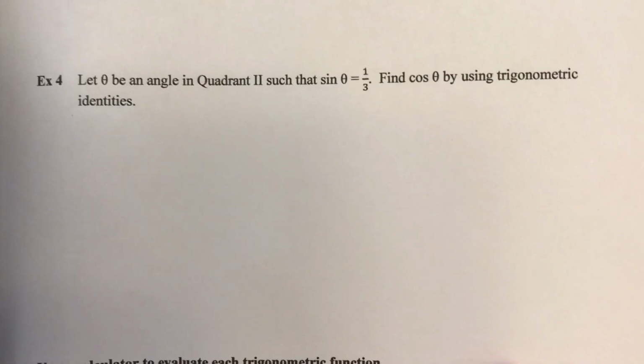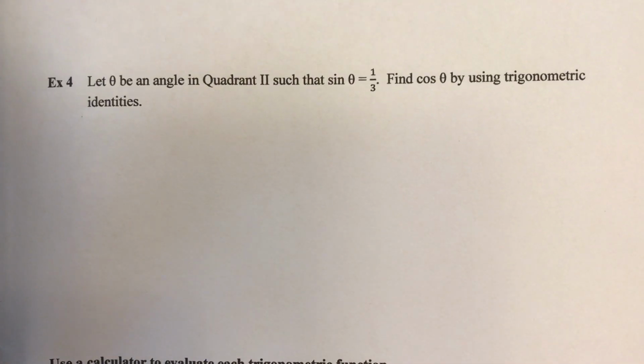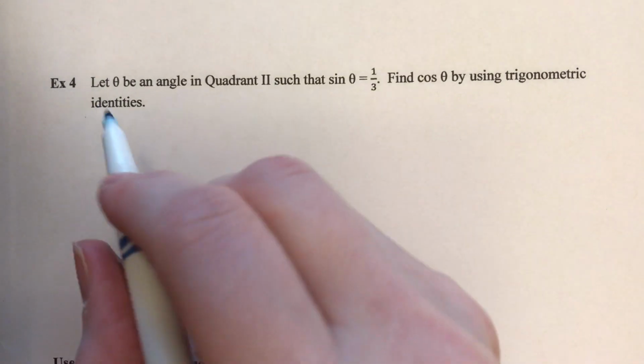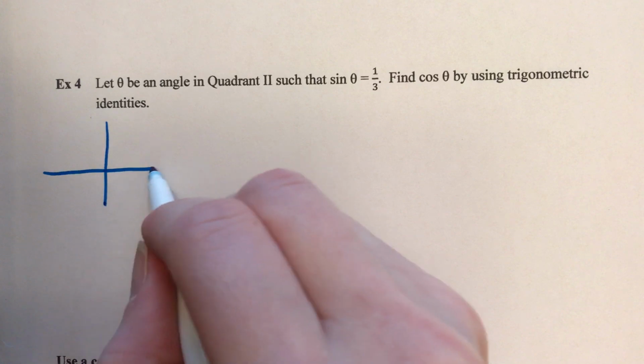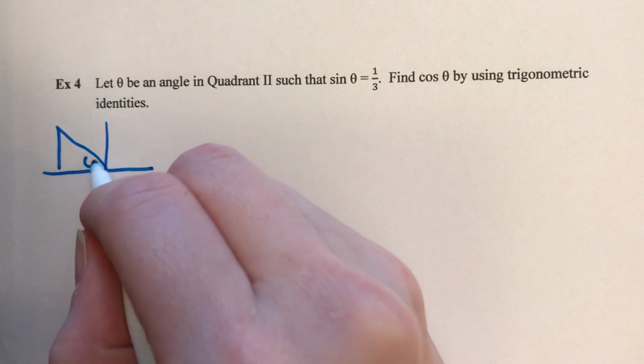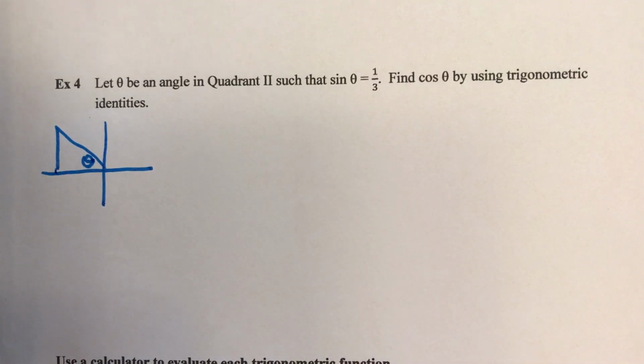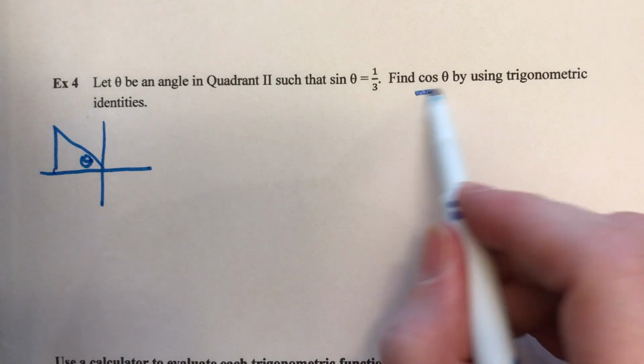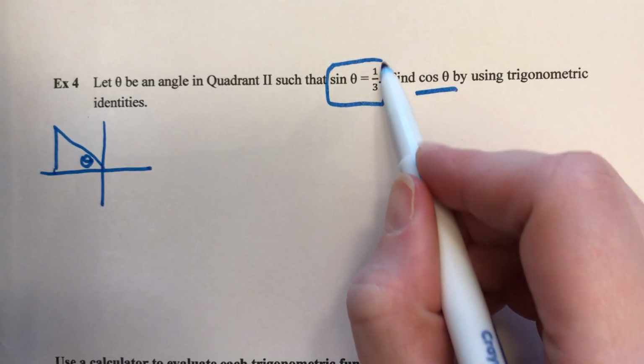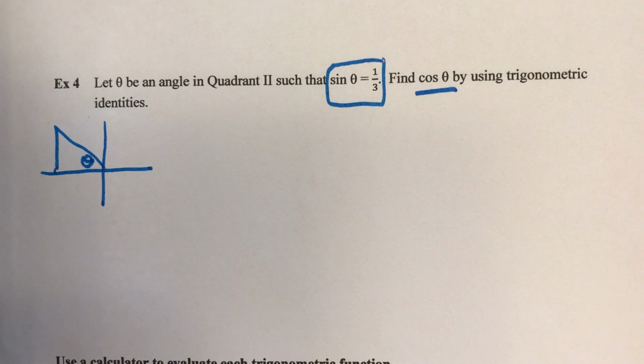Okay, number 4. Let theta be an angle in quadrant 2 such that sine is 1/3. Find the cosine by using trig identities. So we could do a right triangle in quadrant 2, and we could solve it that way. But it says to use a trig identity. So we're looking for cosine, and we know sine. So I want to look at my formula sheet and see if I can find a formula that has sine and cosine in it. You can pause the video, go and look at your formula sheet and see if you can find a formula that you could use.